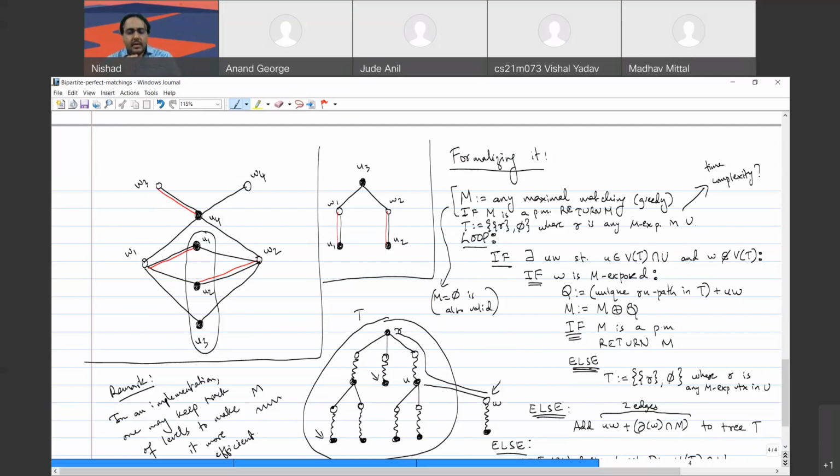Okay. So I claim that at any point of the algorithm, either the size of the matching increases, and if the size of the matching does not increase, then either the size of the tree increases or you find a deficient set and the algorithm terminates. Okay, so these are the two main claims. Let me just write it down on the next page.